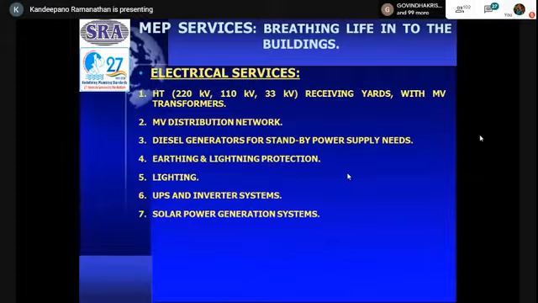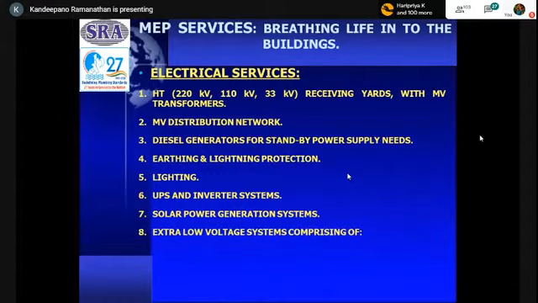Solar power generation system, which has now become mandatory as per the government norms. Every apartment complex which is being constructed beyond a certain square foot area, you have to have one third of the terrace allocated for solar power generation. That is the mandatory rule in Tamil Nadu. And this solar power generation is catching up very well in India because of the central government norms.